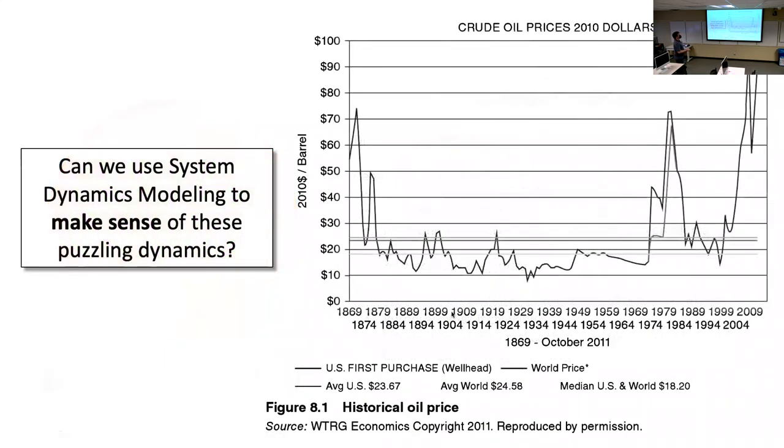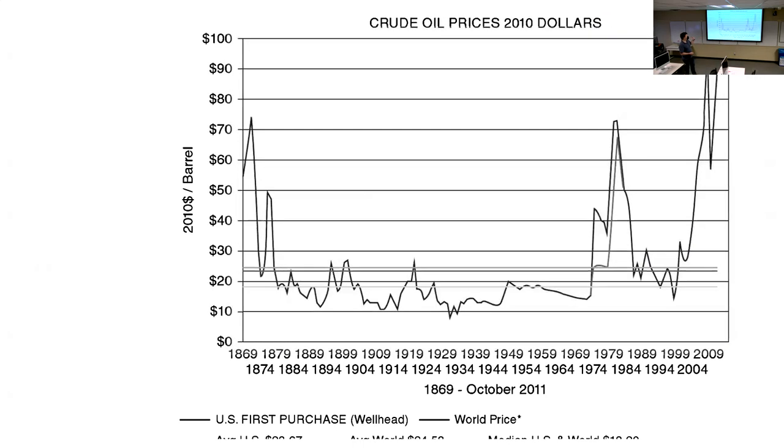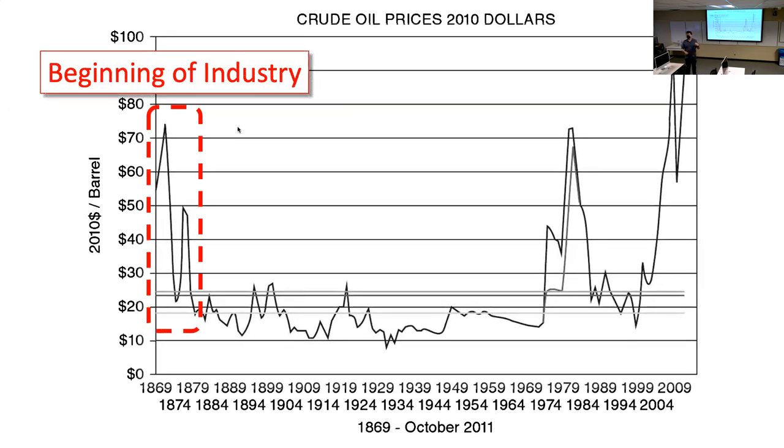And this is motivated by looking at ugly time series of real data like these. This is the price of oil. These are real data going back from 1869, when oil really became a bigger thing, all the way through 2010. And if you look at these behavior over time plots, there are critical events that give us some idea of what factors might be driving these changes, but we don't really understand the underlying dynamic.